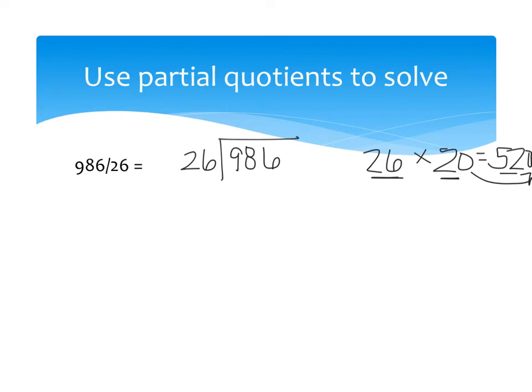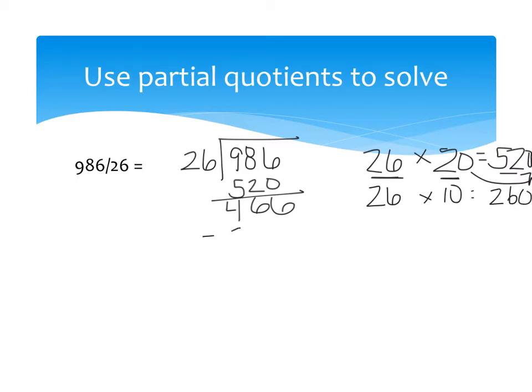Now I'm going to subtract that 520 from my original dividend of 986. That gives 466. I can't do 26 times 20 again because I know the product of that is 520, and 520 is bigger than 466. So I'm going to go ahead and try another nice round number and try 26 times 10, which equals 260. I can subtract that from my 466. Now I have 206. I can't do 26 times 10 again because 260 is bigger than 206.